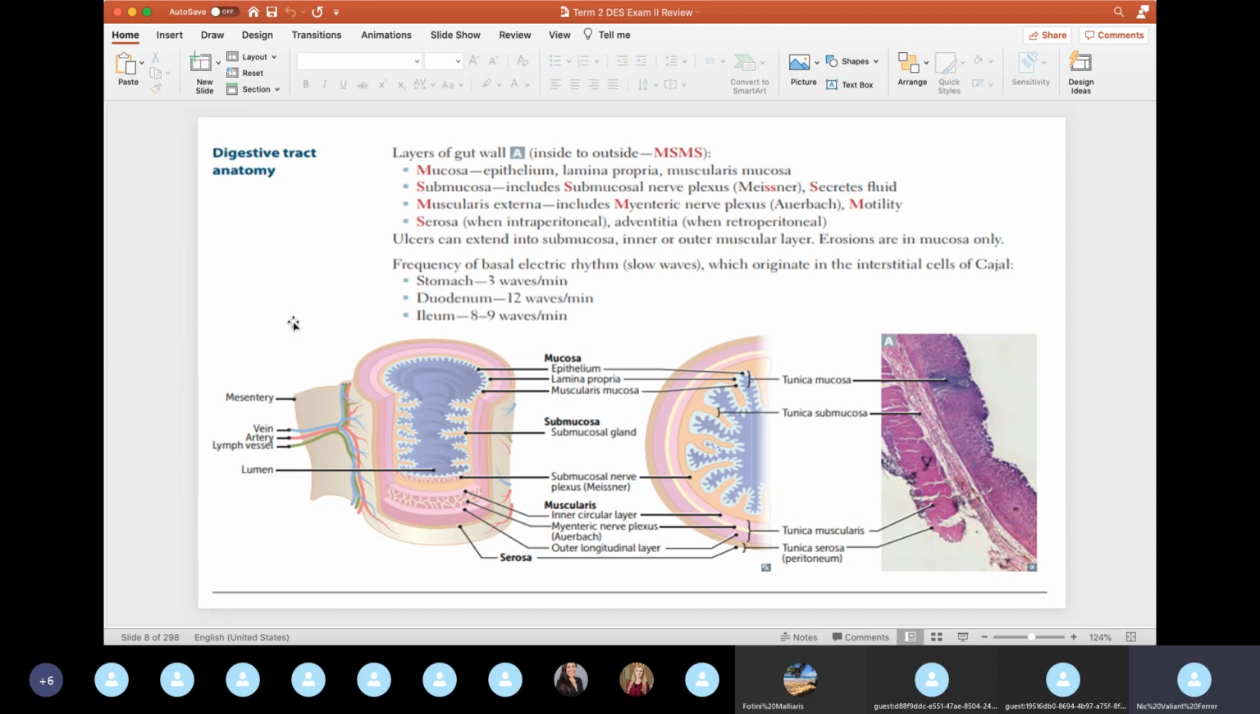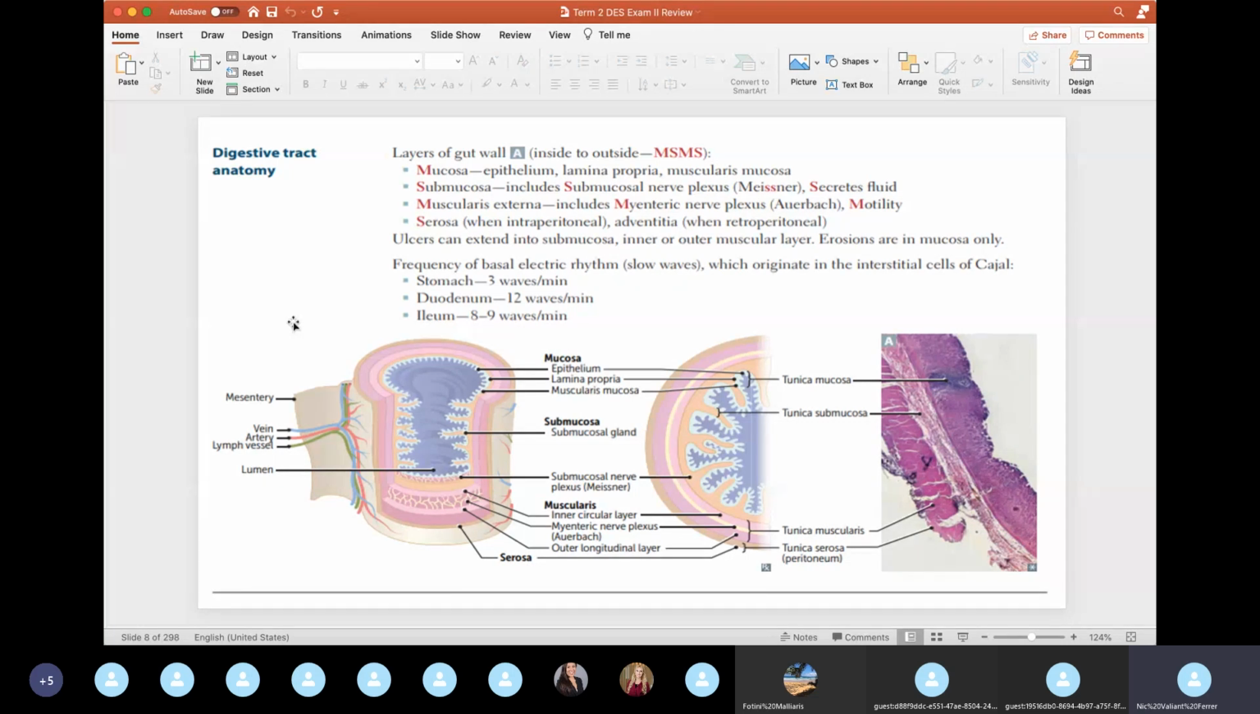And if we have retroperitoneal organs, the outermost layer is the adventitia. If you have intraperitoneal organs, the outermost layer is serosa. Don't forget that ulcers can extend into the submucosa, the inner and outer muscular layers. Erosions are in the mucosa only. That's the difference. And also don't forget the frequency of your electric rhythms, which originate from high-yield interstitial cells of Cajal. These are the ones that regulate the frequency of the slow waves of your GI tract.